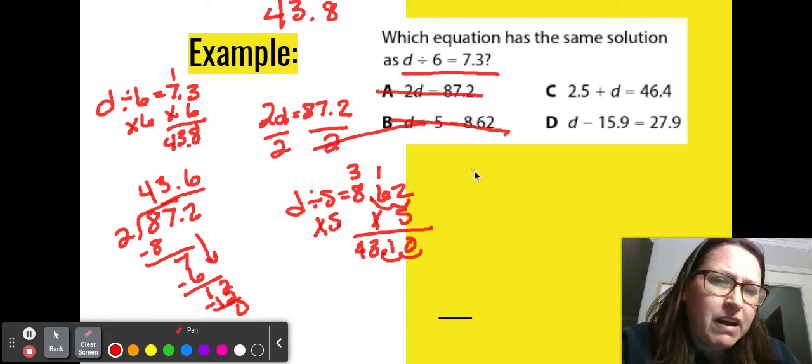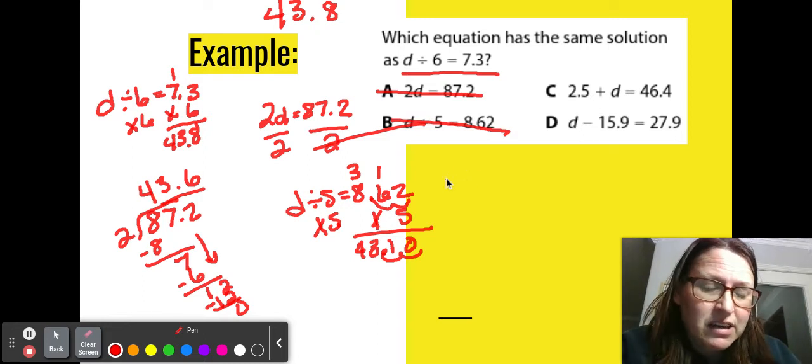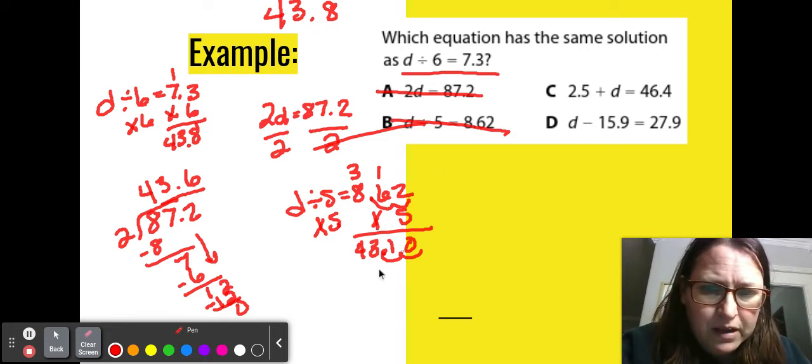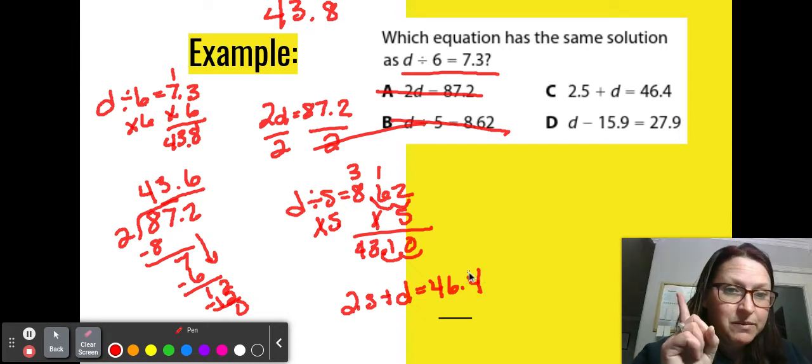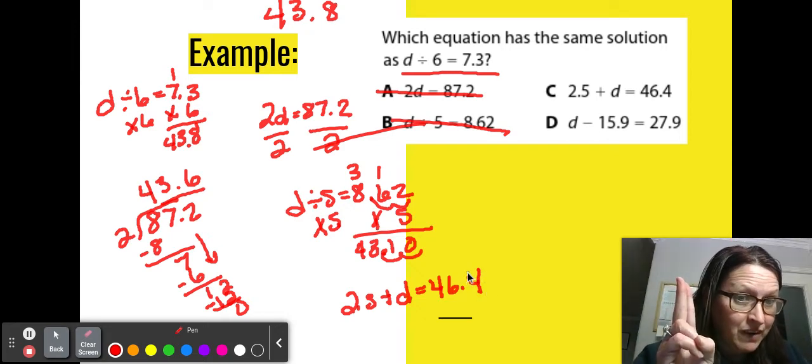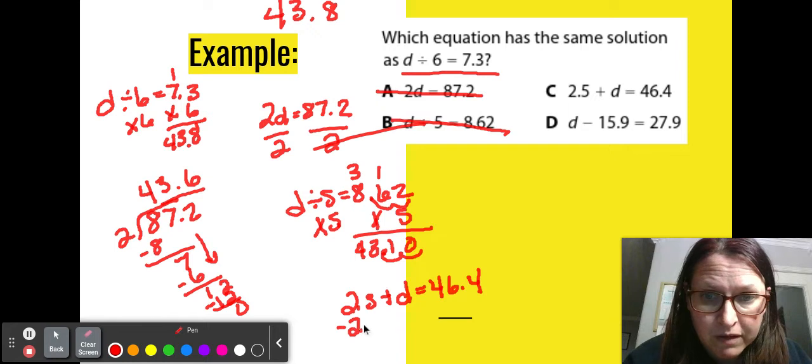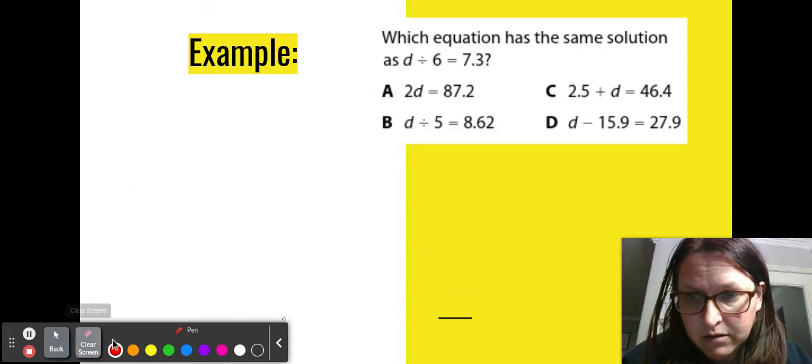C is 2.5 plus D equals 46.4. I'm going to do that right here. 2.5 plus D equals 46.4. My variable is D. They're adding 2.5, so I have to subtract. So minus 2.5 cancels itself out.